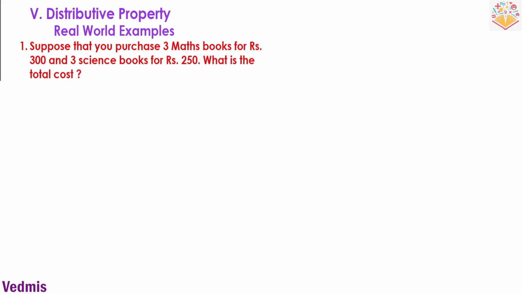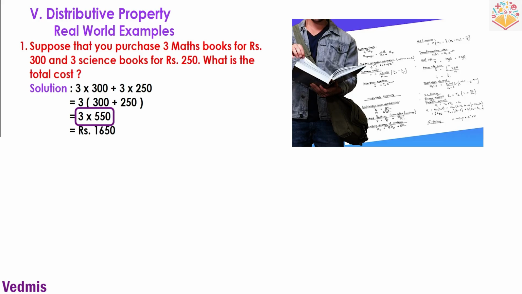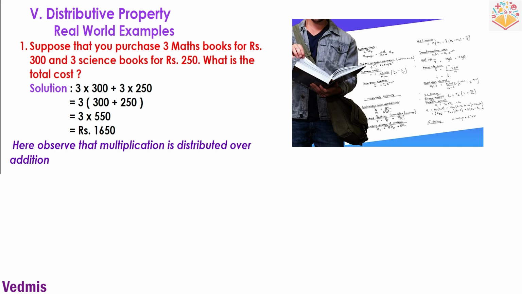Let us move on to the fifth property, distributive property. Let us take some real world examples. First example. Suppose that you purchase 3 maths books for rupees 300 and 3 science books for rupees 250. What is the total cost? Observe. You can put it mathematically as 3 into 300 plus 3 into 250. You can observe that 3 is common in them. If you put it outside, you are regrouping 300 and 250. You get 550. This is the distributive property. 3 into 550 will be 1650. Here, observe that multiplication is distributed over addition.